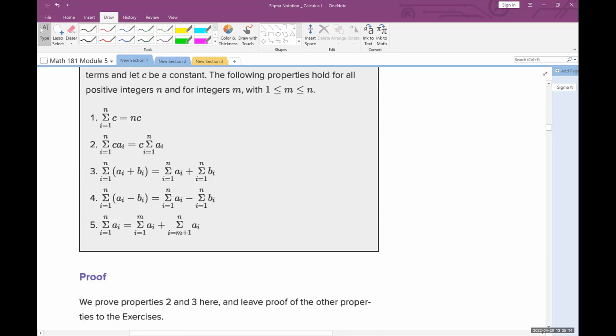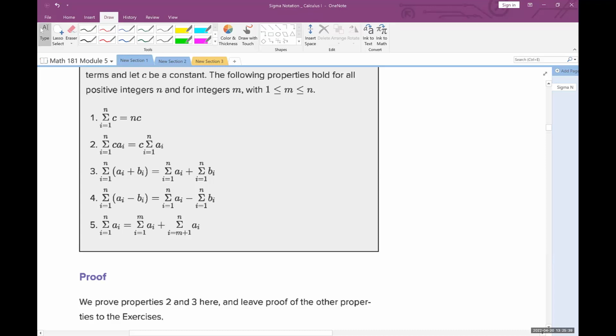And then you have the sum of i equals 1 through n of c a sub i. You can factor the c out, pull it out, and then it's just the sum of whatever's happening with a_i. And if you have the sum of a_i plus b_i, that's the sum of the a_i plus the sum of the b_i.